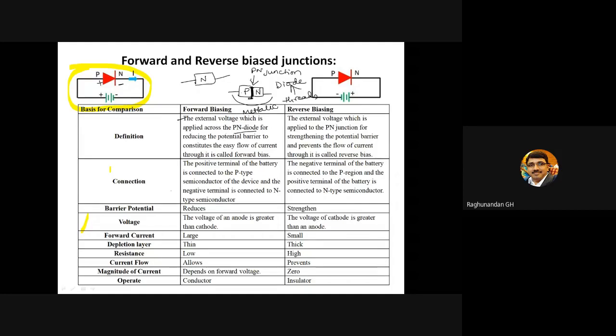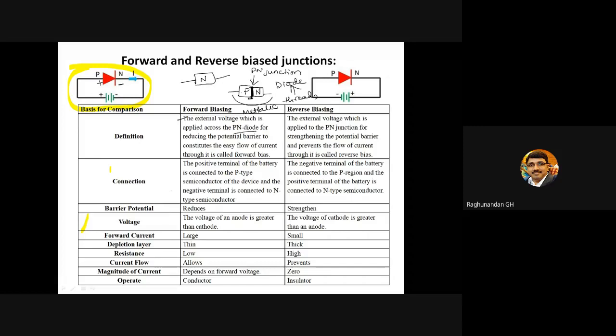The voltage of the anode is greater than the cathode because the anode is connected to the positive terminal and the cathode is connected to the negative terminal. But on the other side, since the anode is connected to the negative terminal and the cathode is connected to the positive terminal, the voltage of the cathode will be greater than the anode. And coming to the current, forward current will obviously be more in a forward bias junction, and small in reverse bias condition, which we even call the reverse saturation current.